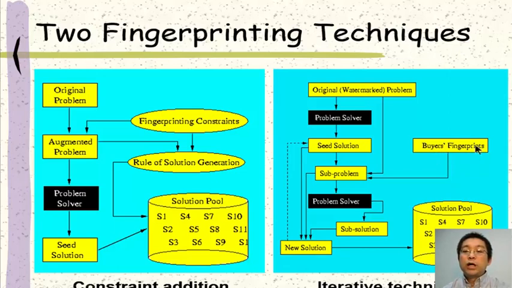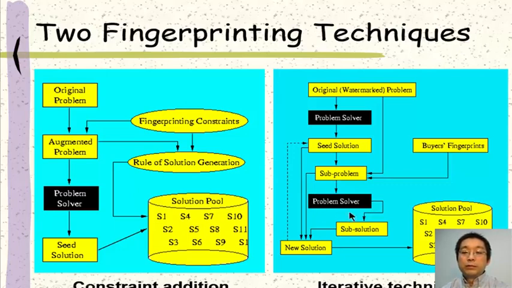If we need more copies of the fingerprinted copies, we can repeat this process, potentially using this new solution as the seed solution to repeat this process. And from this flowchart, we see the problem solver will be used many, many times. More precisely, to generate each fingerprinted copy, we need to use this problem solver here once.